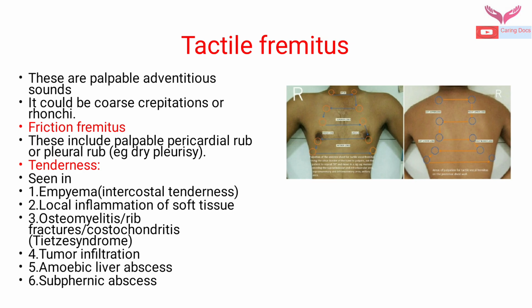Tactile fremitus, these are the palpable adventitious sounds and they could be coarse crepitation or rhonchi. Friction fremitus includes palpable pericardial rub or pleural rub, for example dry pleurisy. Coming to the tenderness, intercostal tenderness is seen in empyema, local inflammation of the soft tissue, osteomyelitis, rib fracture, costochondritis, Tietze syndrome, tumor infiltration, amoebic liver abscess, and subphrenic abscess. These are the conditions where we can encounter tenderness while palpating the chest.